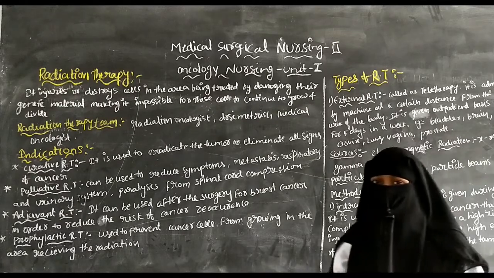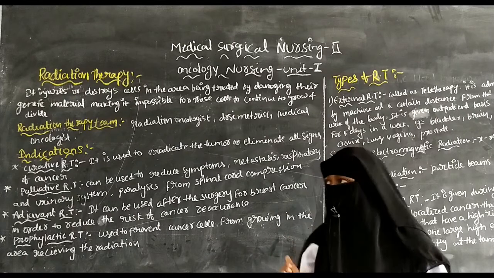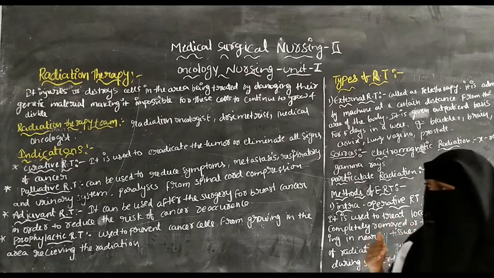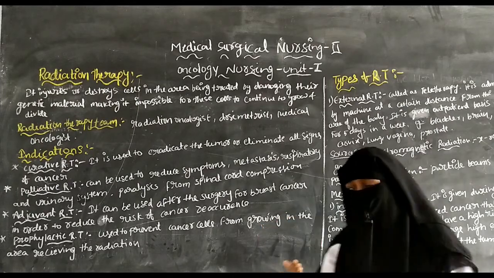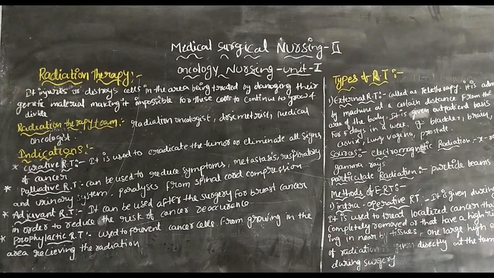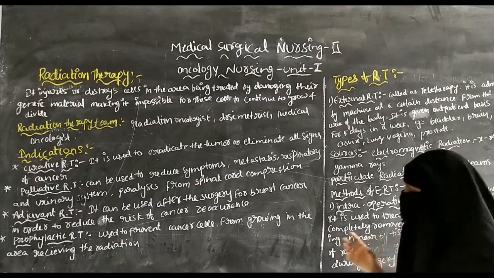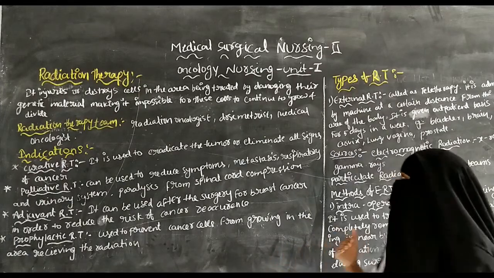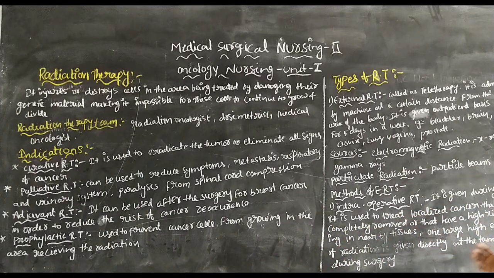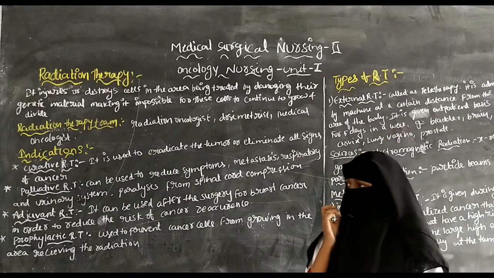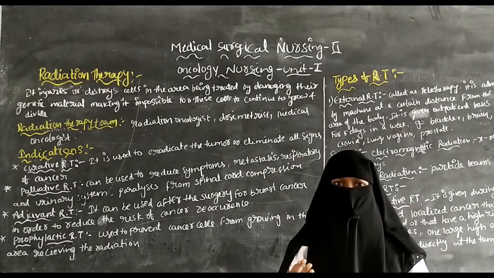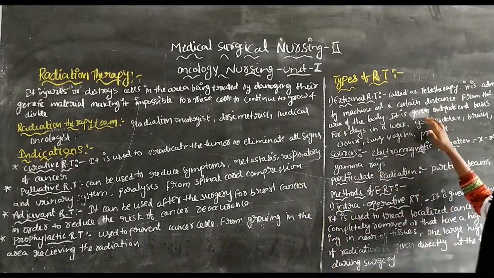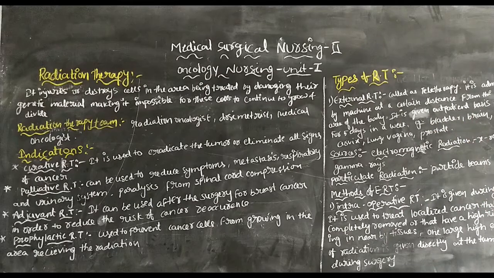In external radiation therapy, the radiation is delivered by a machine, which has to be kept at a certain distance from the specific area of the body. The distance has to be maintained between the machine and the patient. If the patient has liver cancer, a distance should be maintained between the body and the machine.